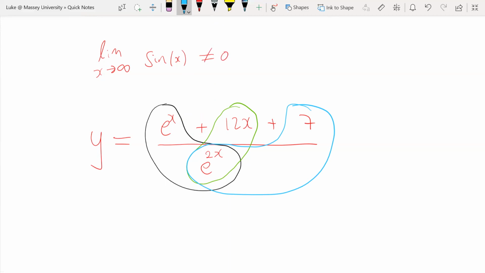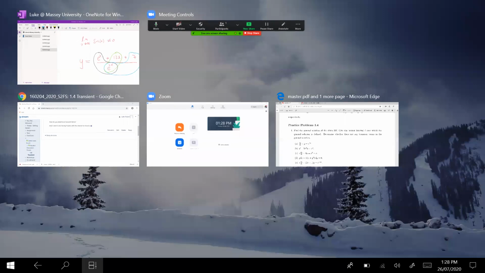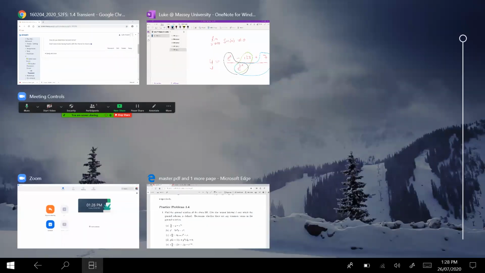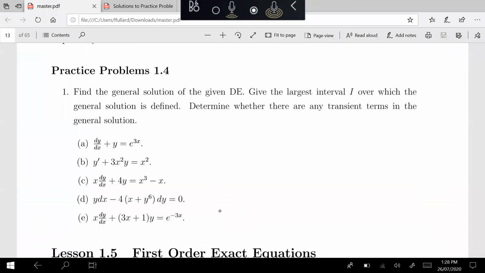All right, so the second part of this question was looking specifically at the interval of existence and uniqueness for questions D and E. That refers to study guide 1.4, questions D and E.